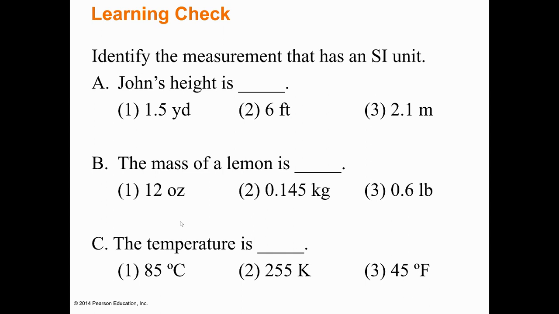Okay, so for the SI units, John's height, the official unit for height in SI units would be the meter. So that would be number 3, 2.1 meters. The mass of a lemon in the official SI unit would actually be kilogram. And the official SI unit for temperature would actually be number 2, which is Kelvin. Okay.